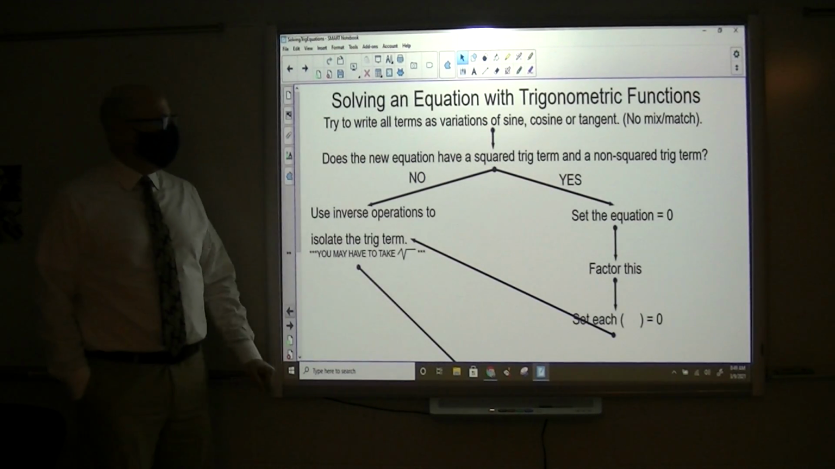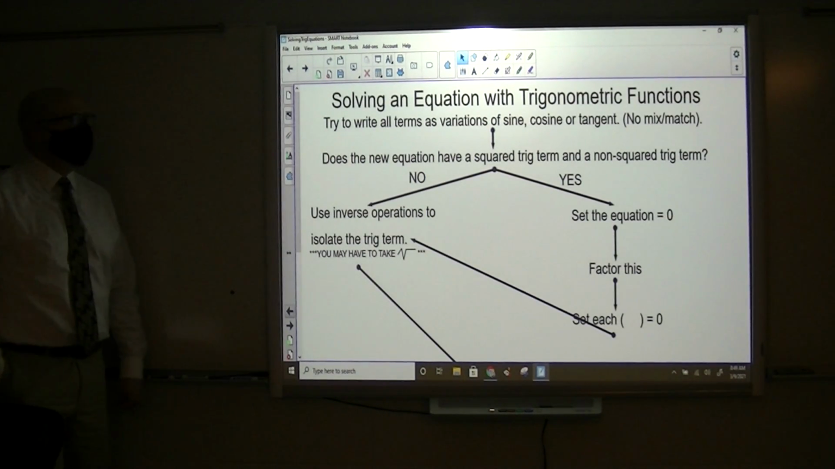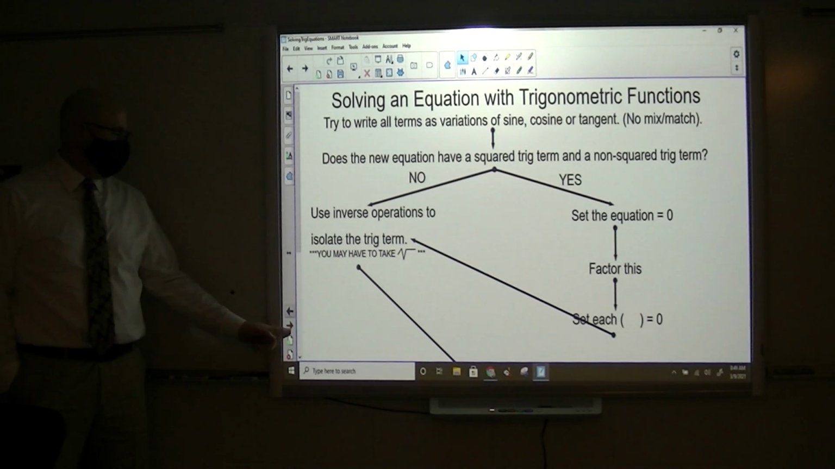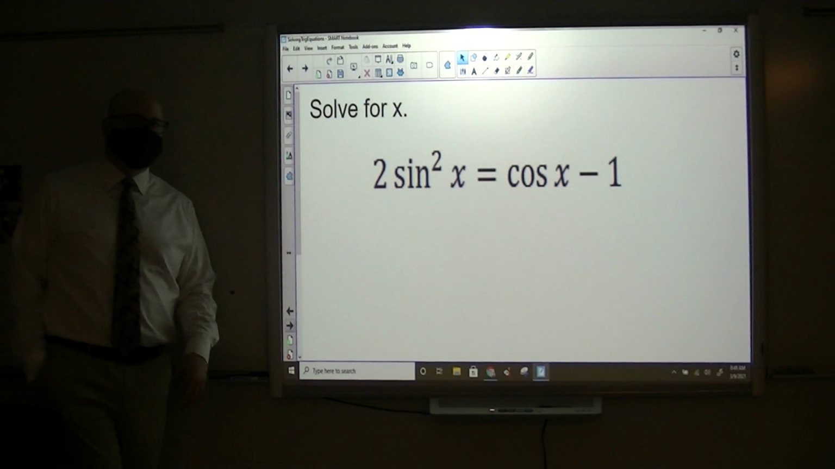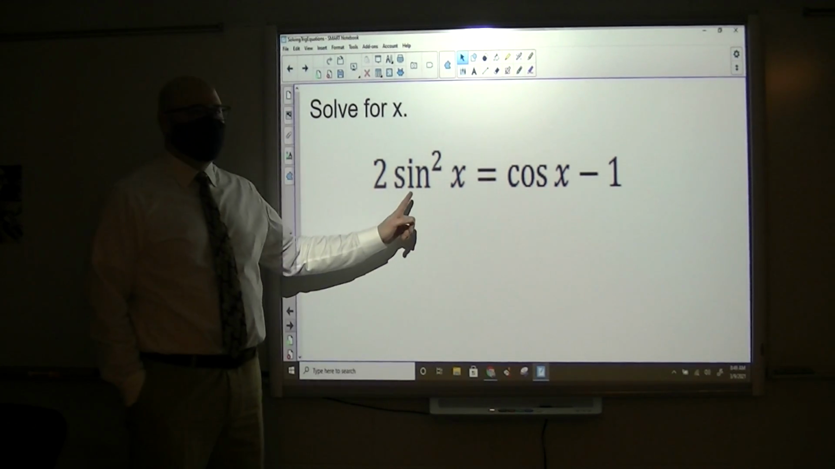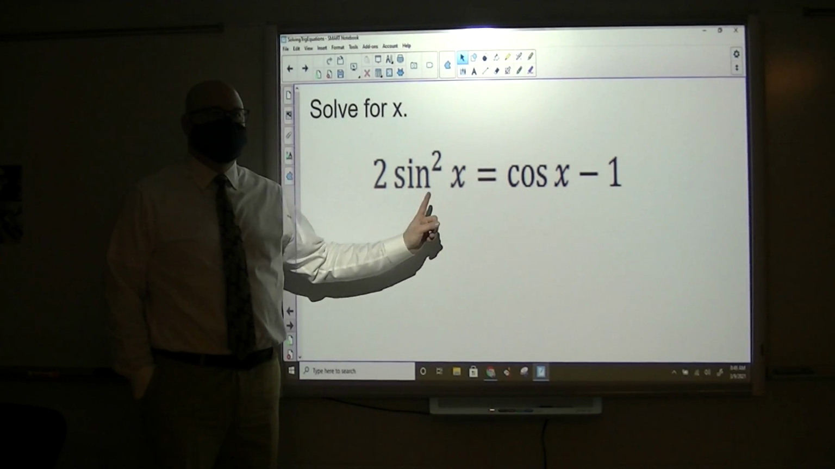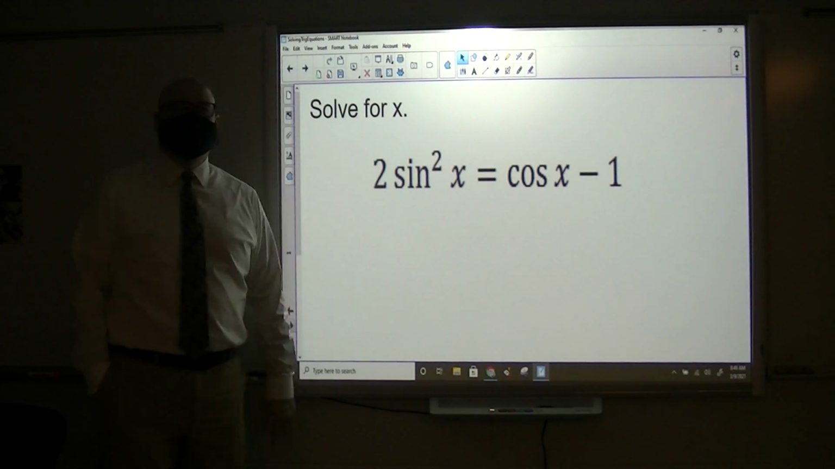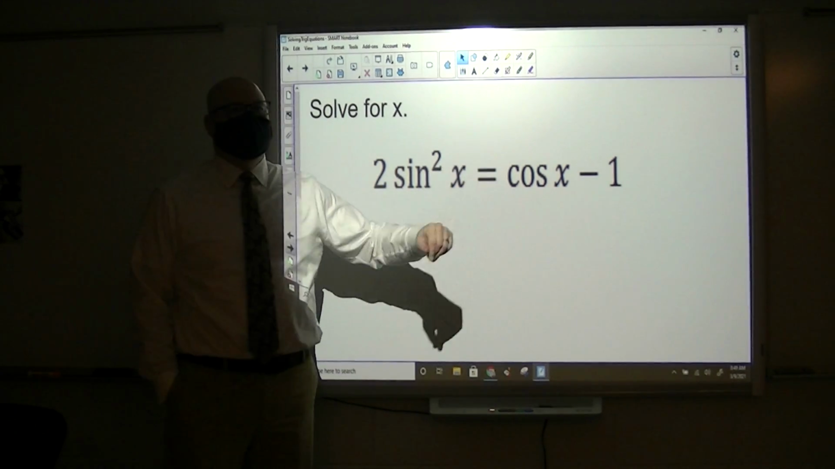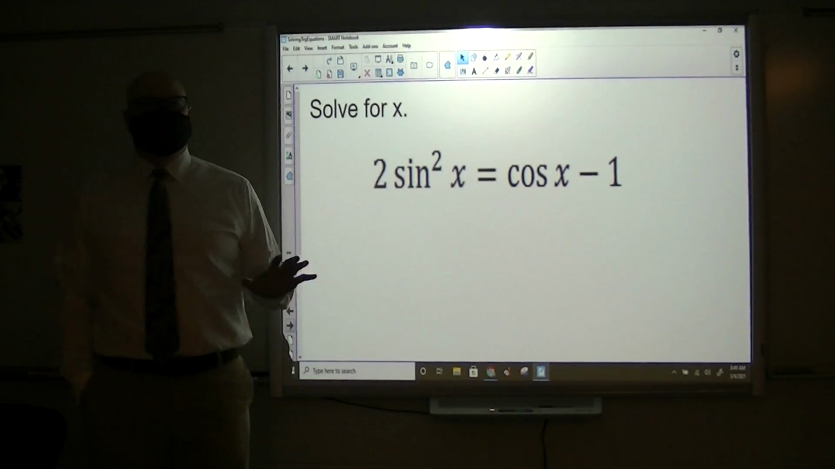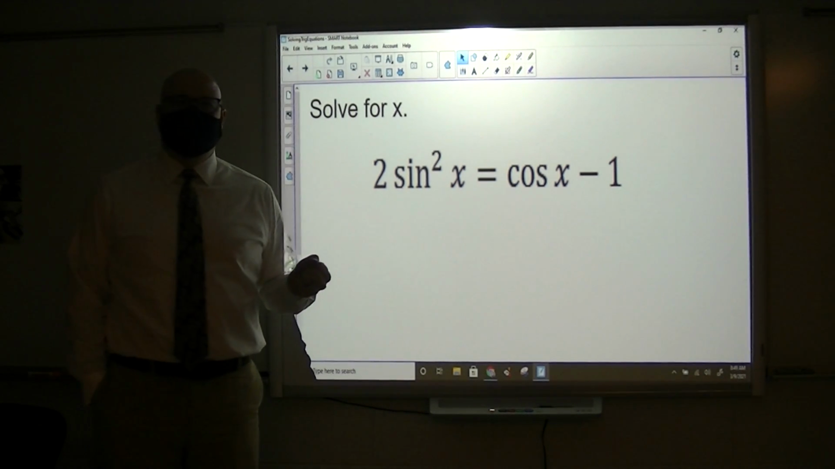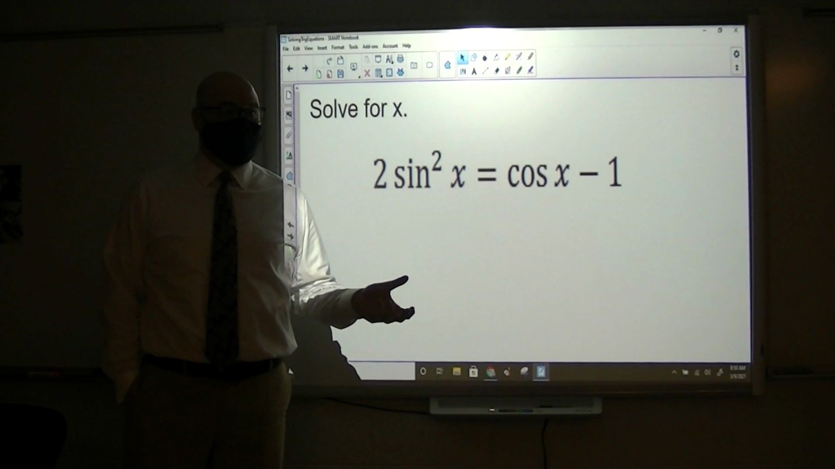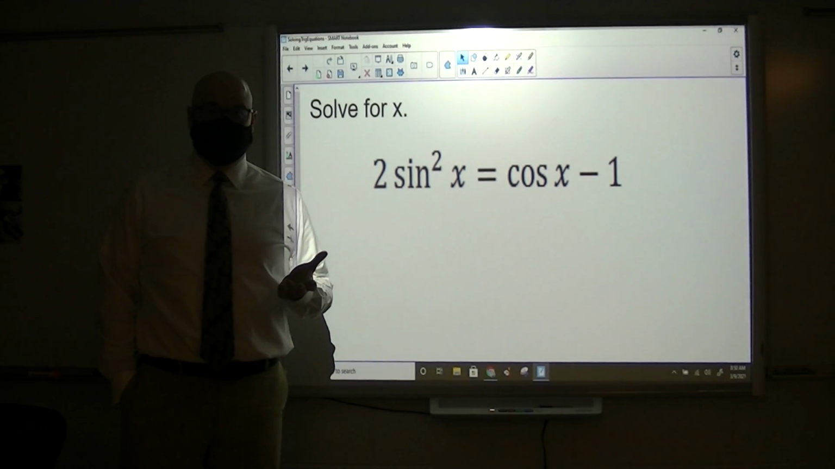Here's our process. Try to write all terms as variations of sine, cosine, or tangent. No mixing and matching. Rut-row, that's my Scooby-Doo. Mixing and matching, that's no good. I don't want sines and cosines in the same equation. This would be a very bad situation for us. So how do we handle this? That's why I said it's a very good review of everything we've done in this unit.